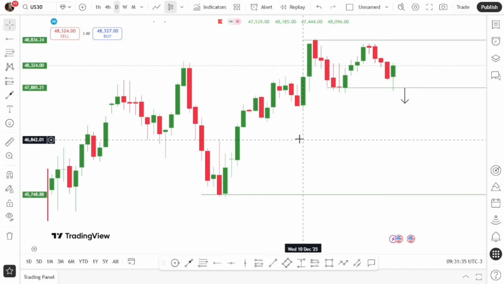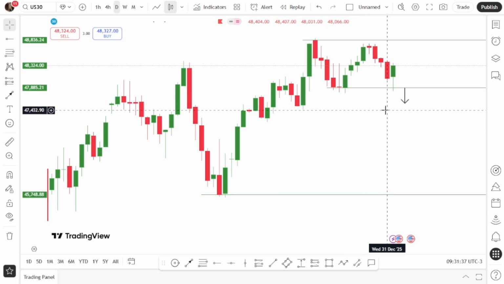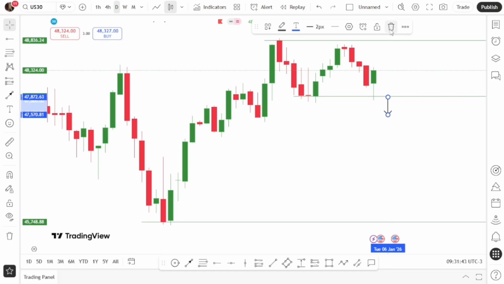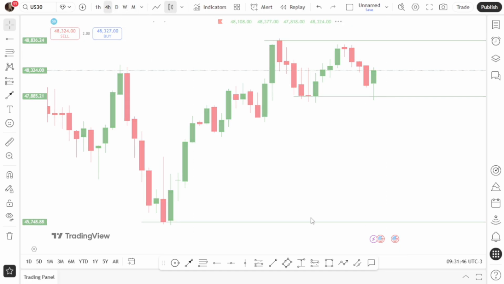On the daily time frame it is bearish, but on the weekly time frame it is still bullish. That's if it breaks below this zone. But as far as it stays above this zone on the daily time frame, we are still looking for buys. Now let's go to the 4 hours time frame.